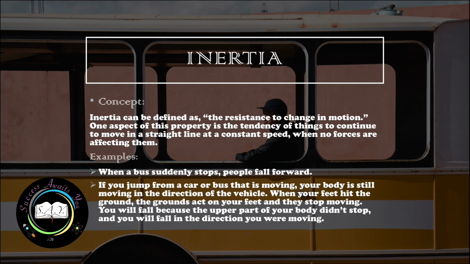Let's see some examples to understand things better. When you're in a moving bus, and the bus suddenly stops, people fall forward. Do you know why? Because your body and the bus were going in the same direction. But when the driver hit the brakes and the bus stopped, your body was still going in the same direction. That is the reason behind people falling forward. And this resistance to change in motion is called inertia.